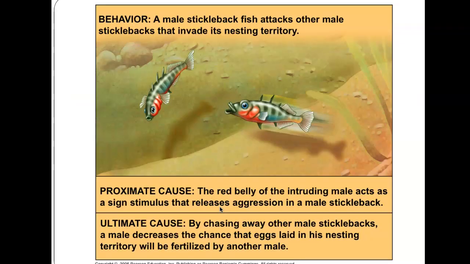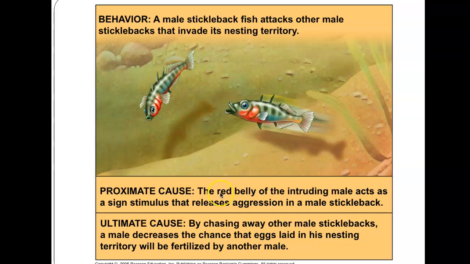I'm going to give you an example here. A male stickleback fish is going to attack another male stickleback fish that invades its nesting territory. So how is it going to know that this is another male? When male stickleback fish are in mating season, they are going to develop this red coloring under their belly. So the proximate cause of behavior, the how or the immediate why, is that one male sees another male, sees the red underneath his belly, and is going to attack him. That's the proximate cause of behavior.